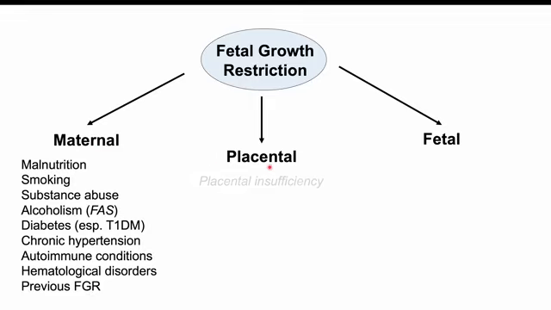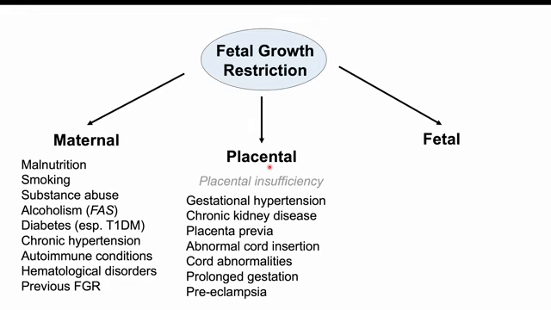In the placental category, it's all about placental insufficiency, so not enough exchange of gases and nutrients across the placenta. So there's some issue with the placenta, and the causes in this category can be gestational hypertension, chronic kidney disease, placenta previa, so this is where the placenta is too close to the internal cervical os. If there are any issues with cord insertion or any cord abnormality, so this would be the umbilical cord, if there's an abnormal umbilical cord insertion or any other abnormalities with regards to the umbilical cord, there can be issues with transfer and exchange of nutrients and gases. If there's prolonged gestation and if there is preeclampsia, these can also be causes within the placental category.